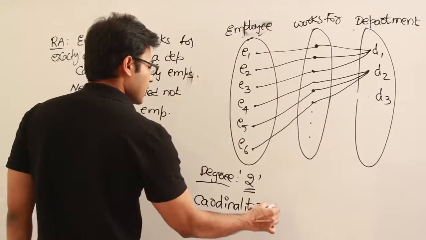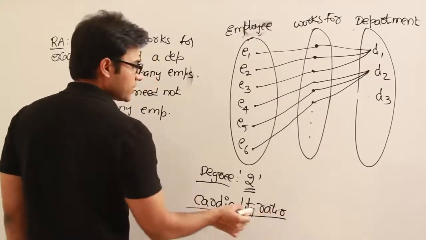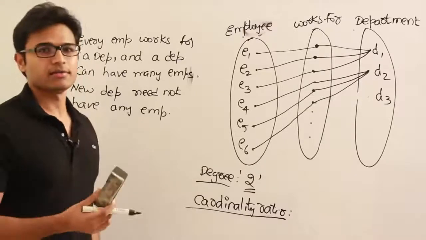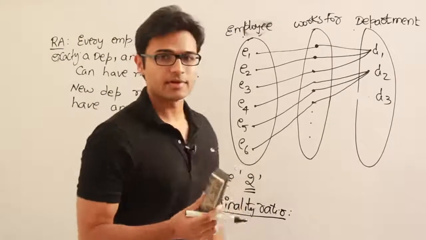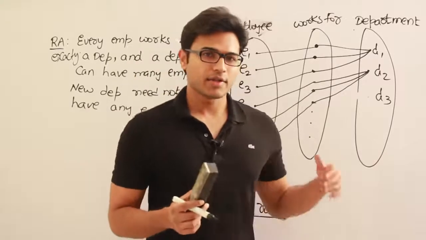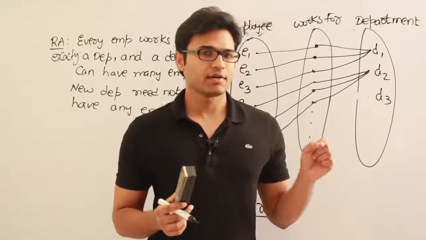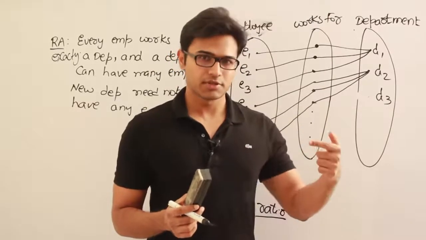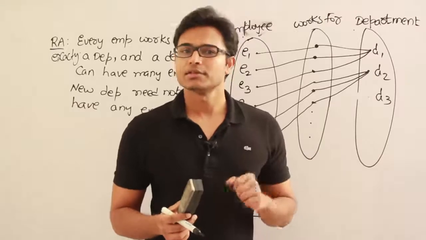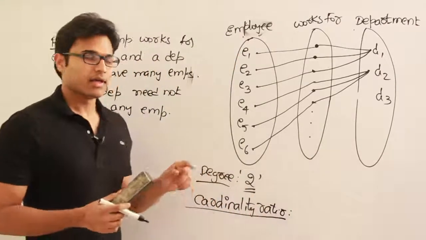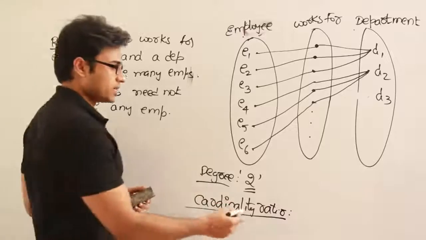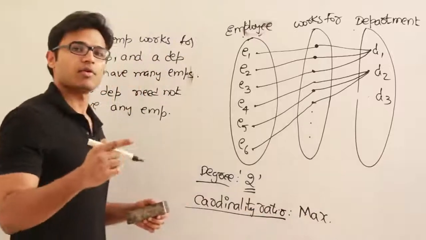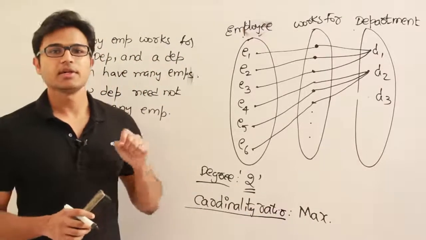Cardinality ratio. Coming to this cardinality term, it is not actually the same as set theory cardinality. Cardinality there is the number of elements in a set, isn't it? But when I talk about ER diagrams, the term cardinality ratio denotes the maximum number of relationships in which an entity can participate.